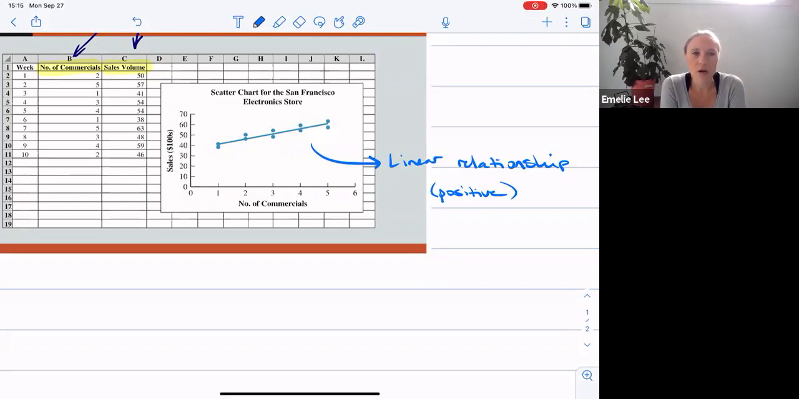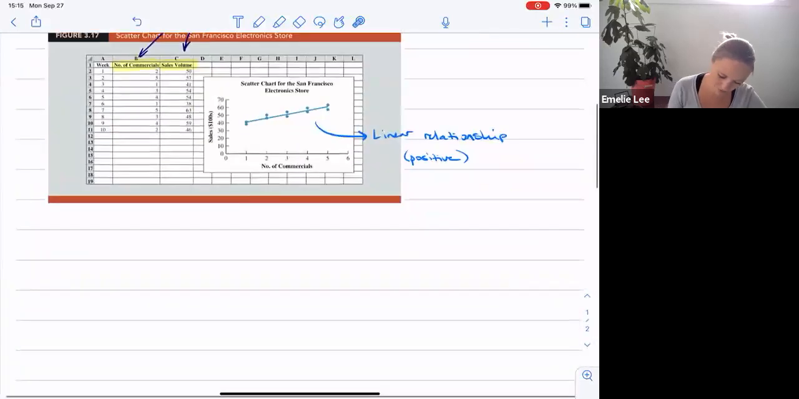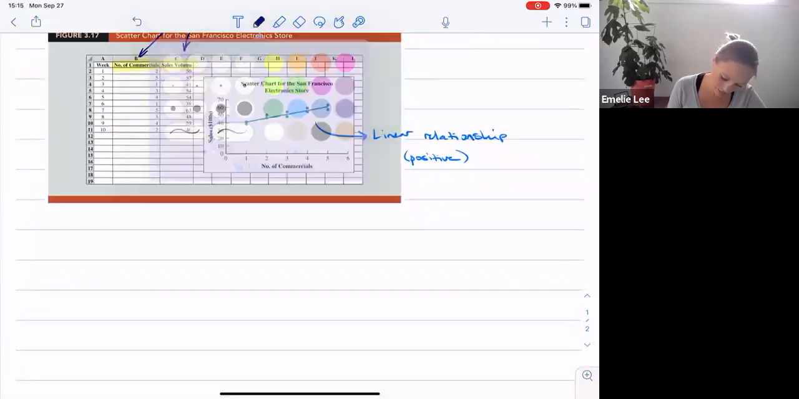We've talked about the correlation before. So the correlation is the numerical measure of the strength and the direction of this relationship. Now, in terms of the strength, it would be quite strong because all these points are very close to each other, and they're close to the line. And it would be positive, because we see a positive relationship.